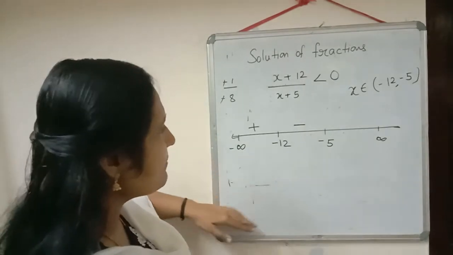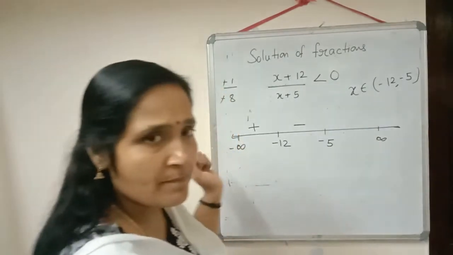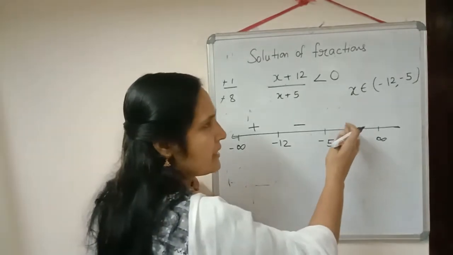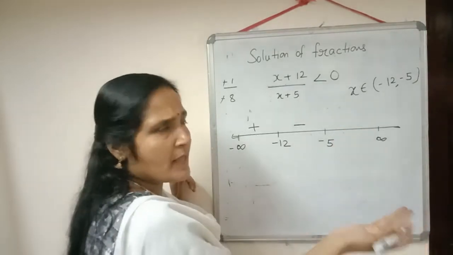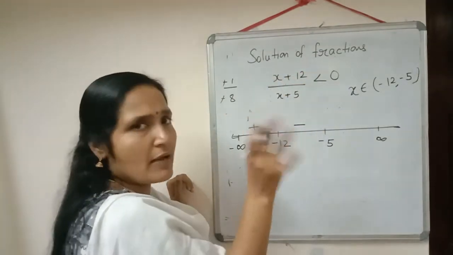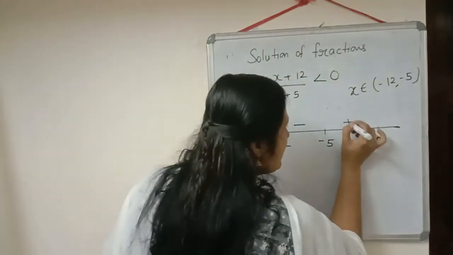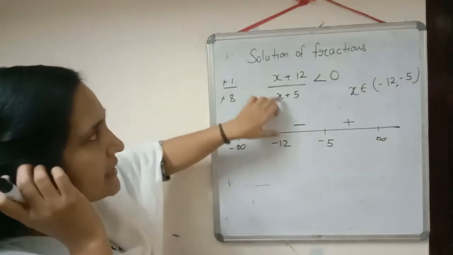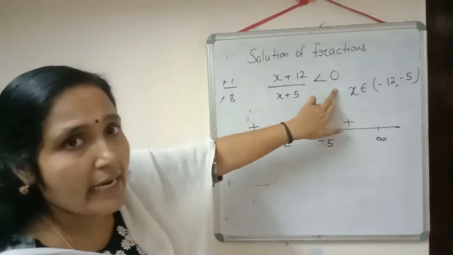Now take a number between minus 5 and infinity. So minus 5, minus 4. Can we take 0? Then 0 plus 12 is 12, by 5. So 12 by 5 is also positive here. But we have to find the solution for the rational number to be negative.